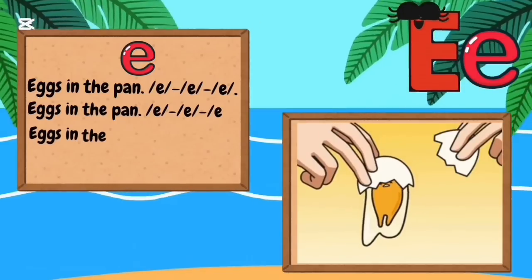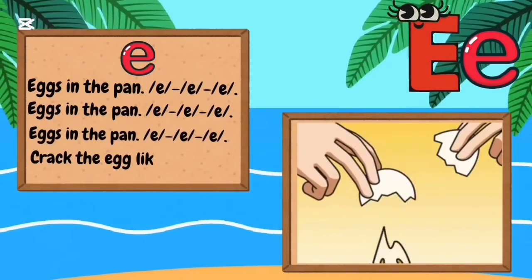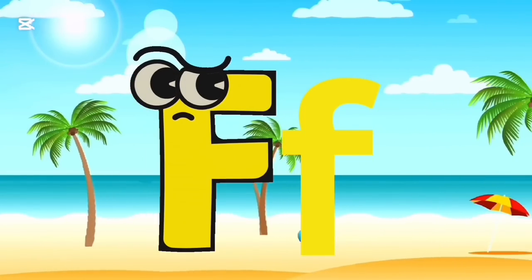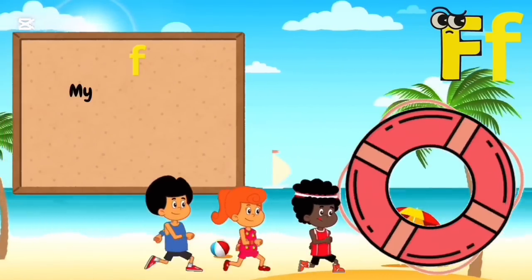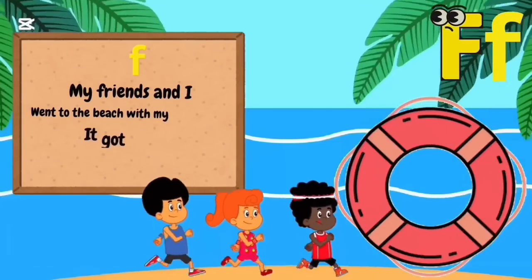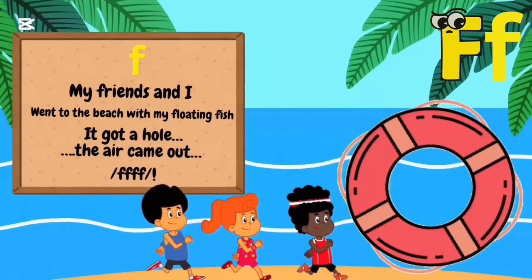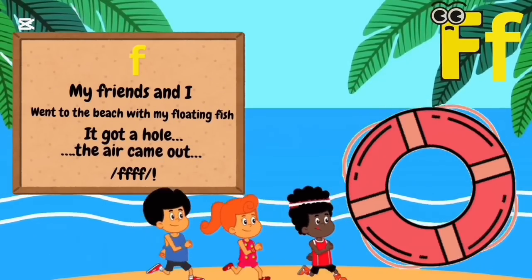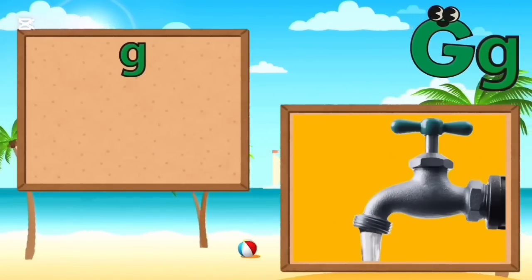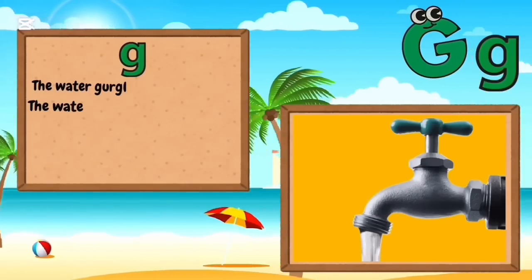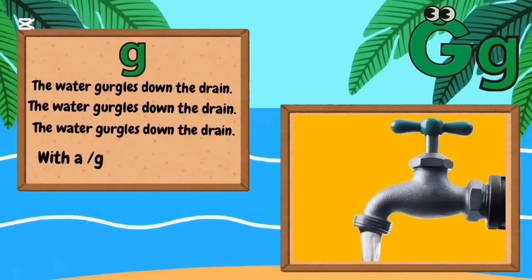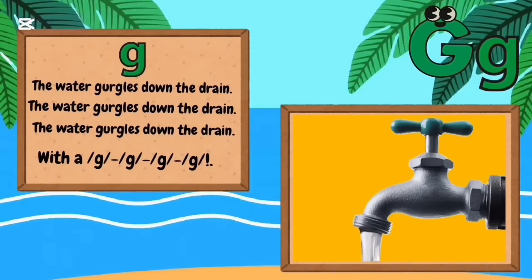Eggs in the pan, crack the egg like this. My friends and I went to the beach with my floating fish. It got a hole, the air came out. G, g. The water gurgles down the drain with a g g g g g.